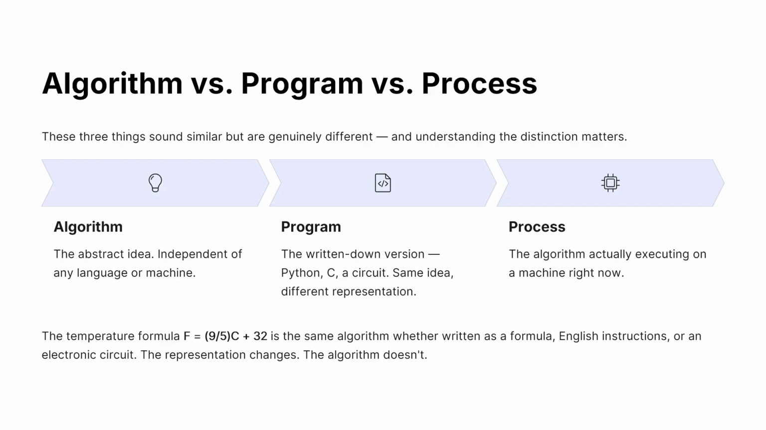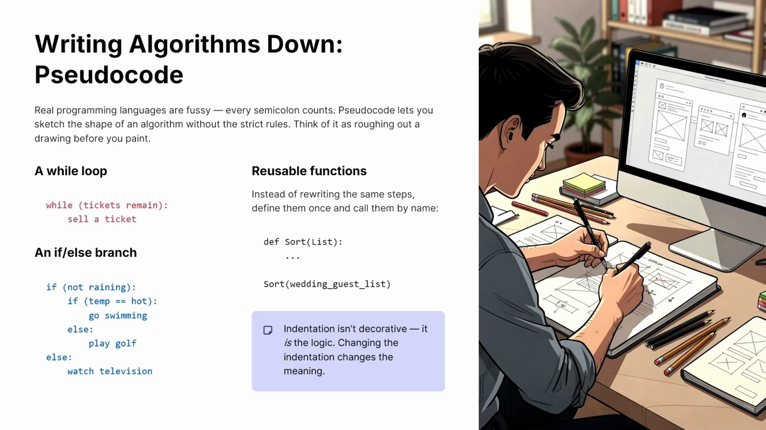This matters because the same algorithm can be represented many ways. The temperature conversion formula F equals 9/5 C plus 32 is the same algorithm whether you write it as a formula, as English instructions, or as an electronic circuit. The representation changes. The algorithm doesn't.